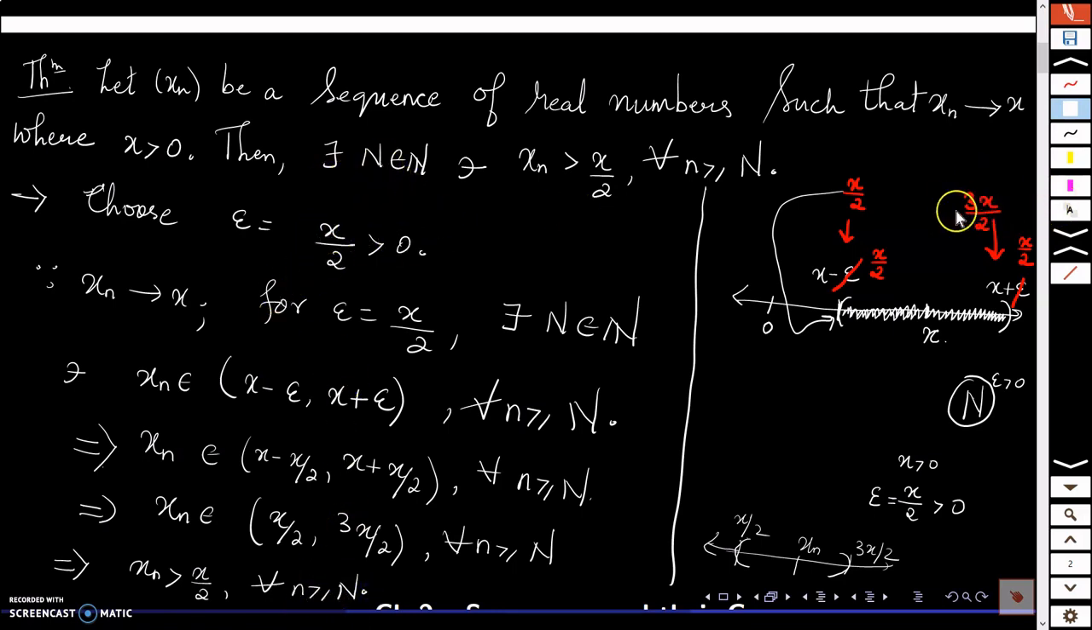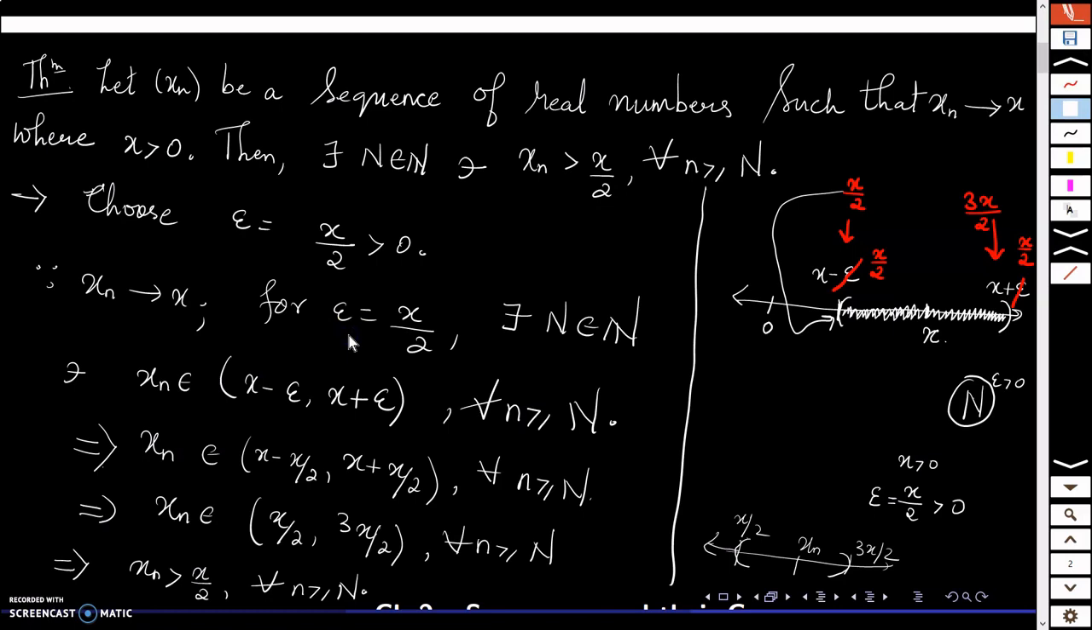If a sequence xn converges to a positive real number x, then after a certain stage, all the points of the sequence will be greater than the number x by 2, where x is the positive limit of the sequence. Clear? So this is the proof of the first property.